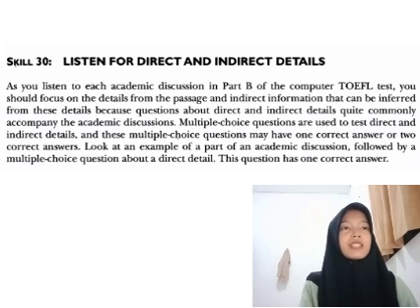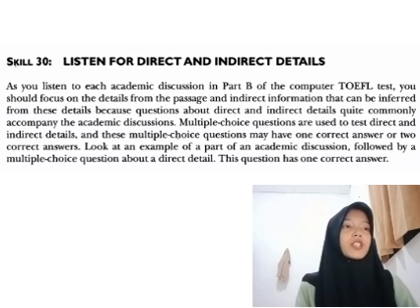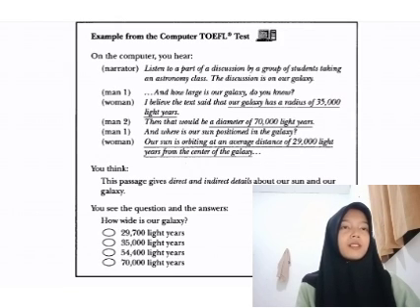Now, this is skill 30. Listen for direct and indirect details. We already learned it from the subject structure about direct and indirect. But here, you have to learn that you should focus on the details from the passage and indirect information that can be inferred from these details, because questions about direct and indirect details quite commonly accompany the academic discussions. Multiple choice questions are used to test direct and indirect details, and these multiple choice questions may have one correct answer or two correct answers. Look at an example.